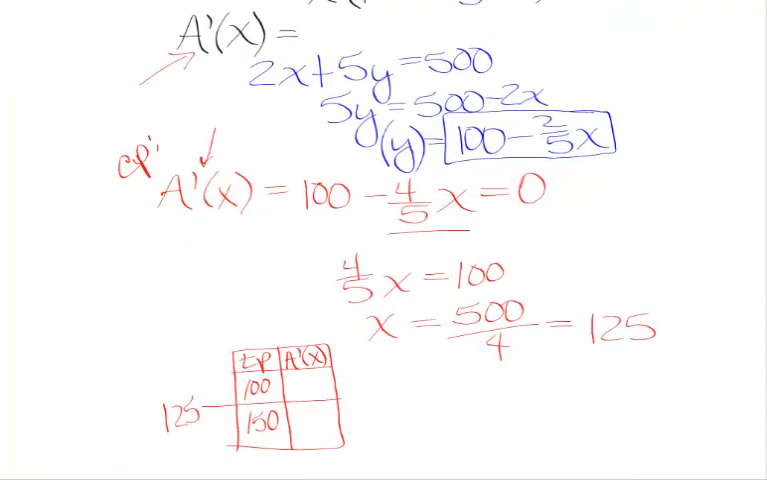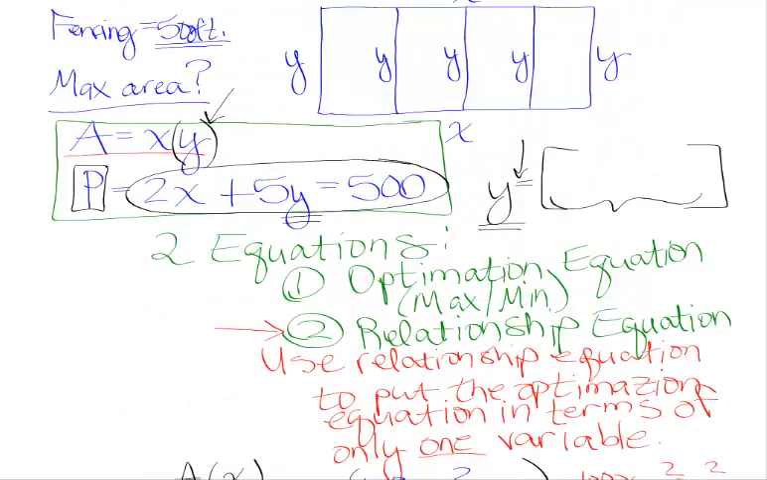So when I plug, let's go back here to the derivative function, there's A prime. When I plug 100 in, I have 100 minus 400 over 5. That's 100 minus 80. That is a positive value. When I plug 150 in, that's 100 minus 600 over 5. That is a negative value. I do indeed, according to the first derivative test, have a maximum when x equals 125.